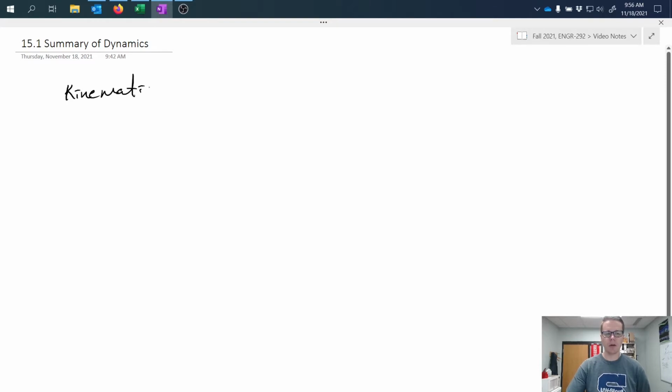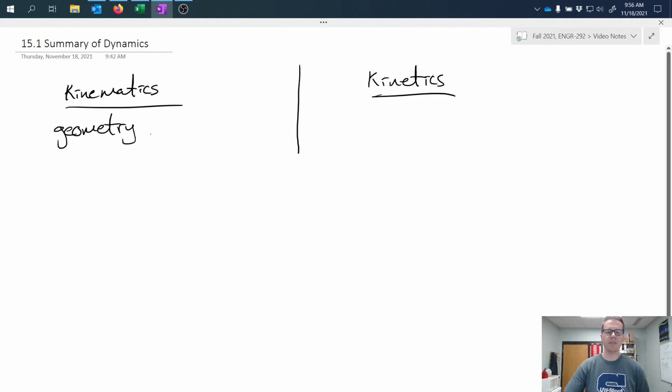And those are kinematics and kinetics. Kinematics could be defined as the geometry of motion. So when we say geometry of motion, basically, the ways that things move, the way that maybe a particle, for example, moves around a curve and how that influences the linear portion and the curvilinear portion of that motion and how those things relate to each other.